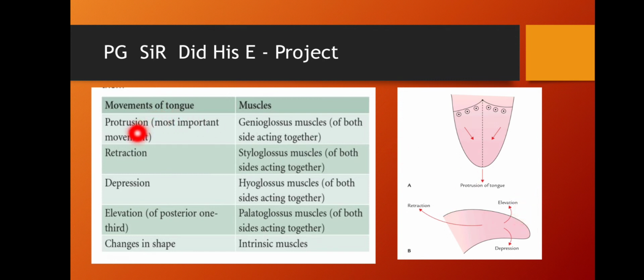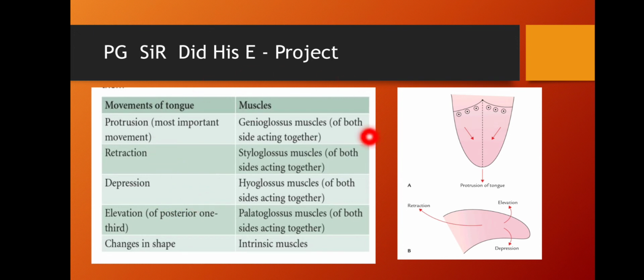The protrusion is done by genioglossus. Retraction is done by styloglossus. Depression is done by hyoglossus. Elevation is done by palatoglossus. And the change in shape is done by the intrinsic muscles of the tongue.